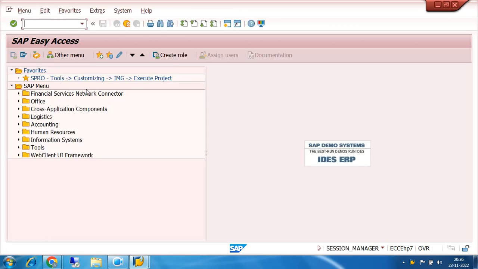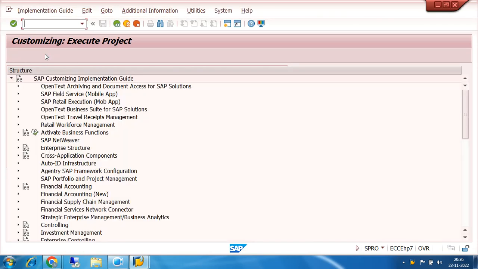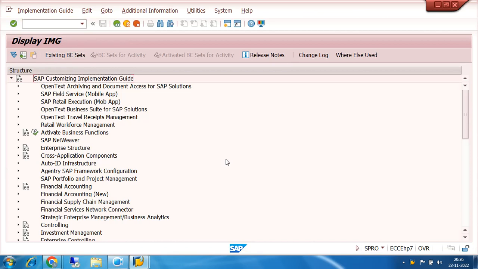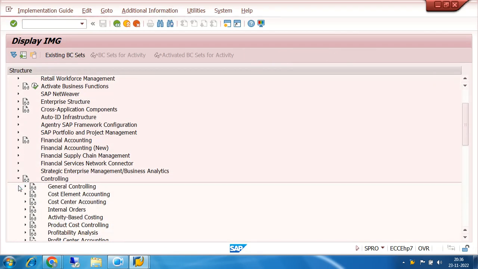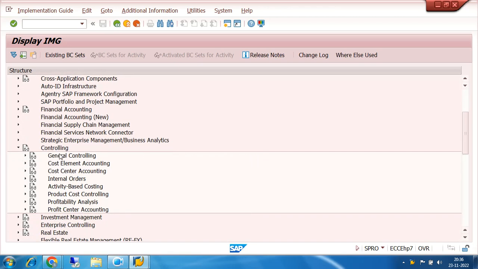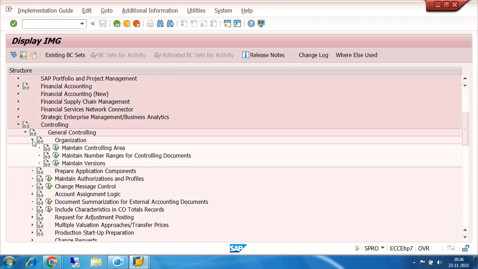Okay, fine. So where we have created the basic settings of the controlling module, let us go to that place. I am going to the customizing area, SPRO, right? In the SPRO, under financial accounting, there is controlling. Under the controlling, there is general controlling. Under the general controlling, there is organization.